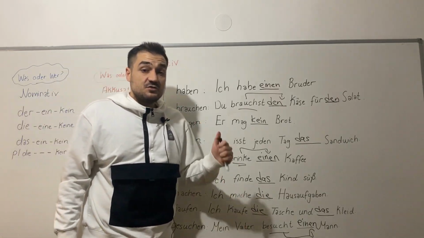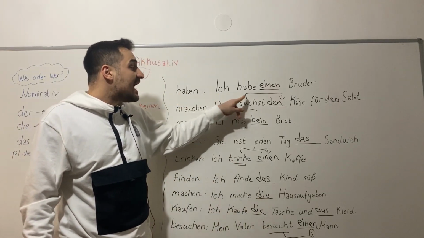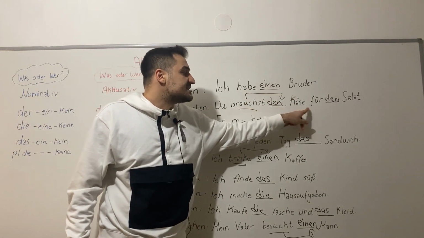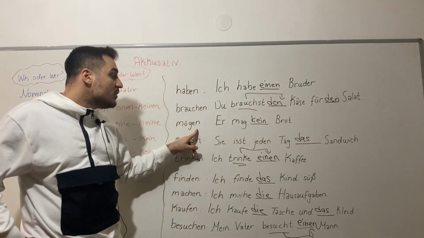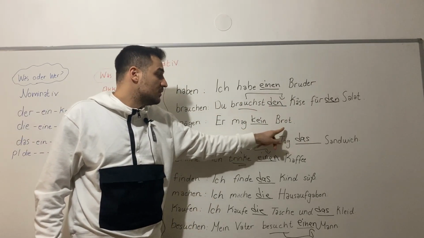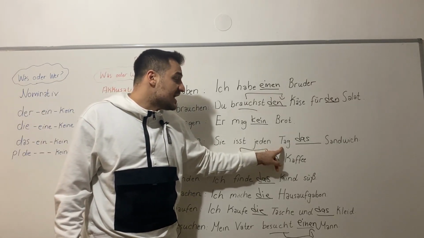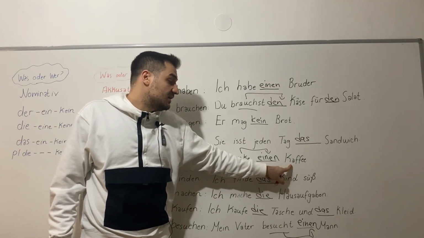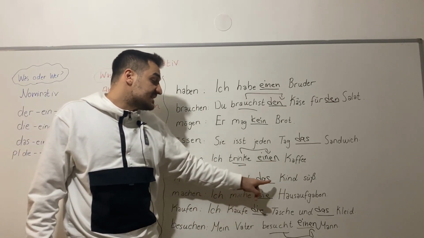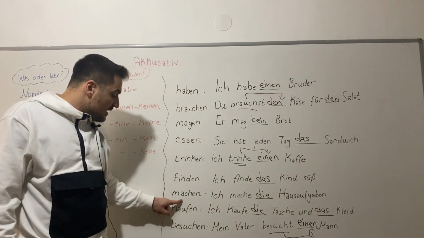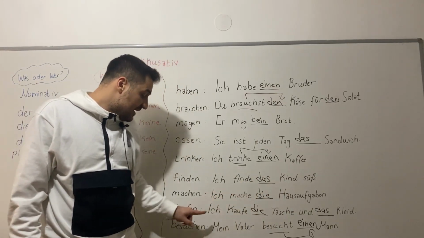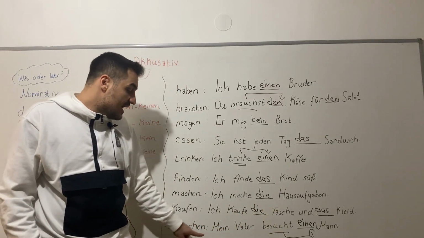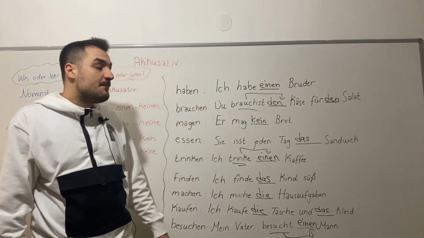Now, let us repeat the phonetic. Haben. Ich habe einen Bruder. Brauchen. Du brauchst den Käse für den Salat. Mögen. Er mag kein Brot. Essen. Sie isst jeden Tag das Sandwich. Trinken. Ich trinke einen Kaffee. Finden. Ich finde das Kind süß. Machen. Ich mache die Hausaufgaben. Kaufen. Ich kaufe die Tasche und das Kleid. Besuchen. Mein Vater besucht einen Mann.